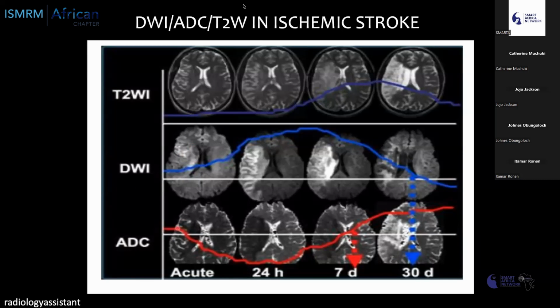The ADC will start off by being hypointense. The region of ischemia will be hypointense, and after 24 hours will start normalizing and gradually become hyperintense in the chronic phase. So in the chronic phase, we expect that the DWI will be hypointense and the ADC will be hyperintense.